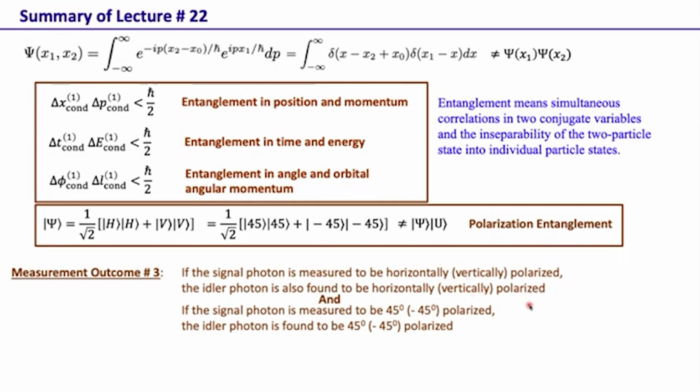That means correlation in the HV basis. At the same time, if the signal photon is measured to be 45 degree polarized, the idler is 45. If the signal is minus 45, the idler is minus 45. So, a perfect correlation in both the horizontal-vertical and the 45, minus 45 basis. And the question is, can quantum mechanics produce such a result?